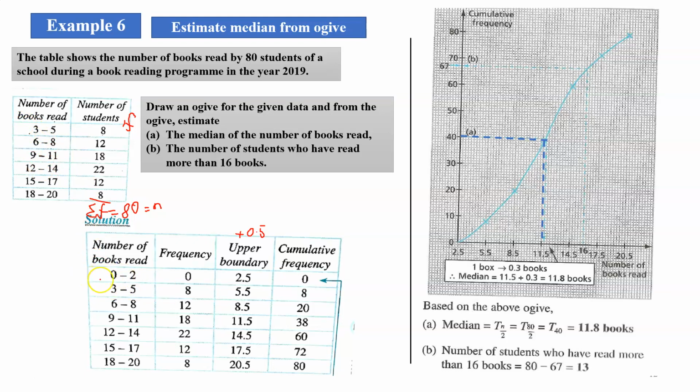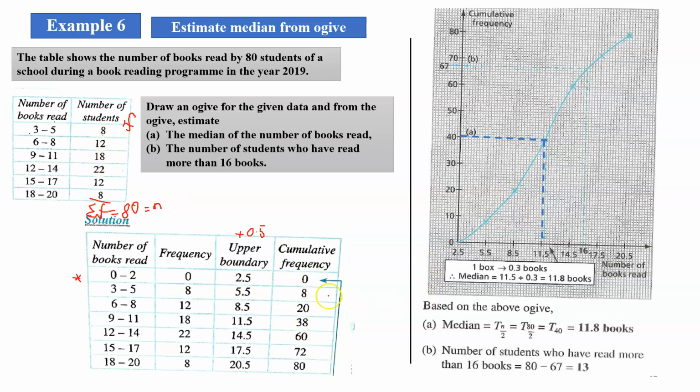Yang mana this row is actually start from 0 until 2. So from here you get 3 until 5 kan? So you kena tambah satu lagi yang dekat atas ni which the frequency becomes 0. Ini yang kita tambah extra, kelas yang extra. So it starts from 0 until 2, the frequency is 0. The upper boundary 2.5 and the cumulative frequency is 0. Okay, then baru kita start yang normal lah.